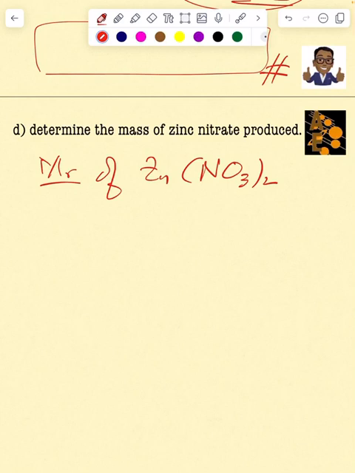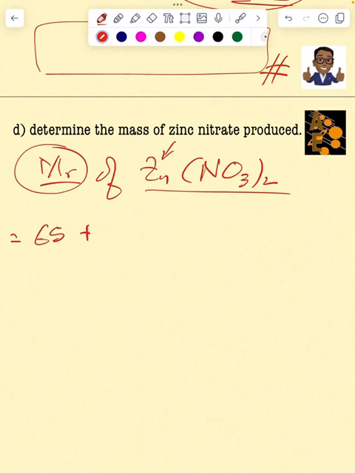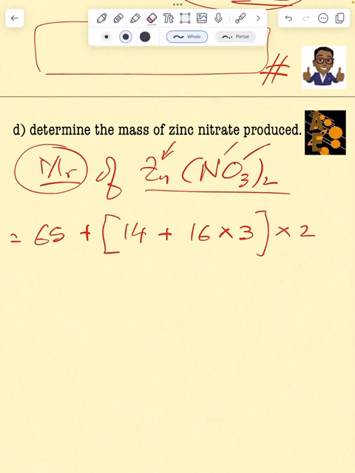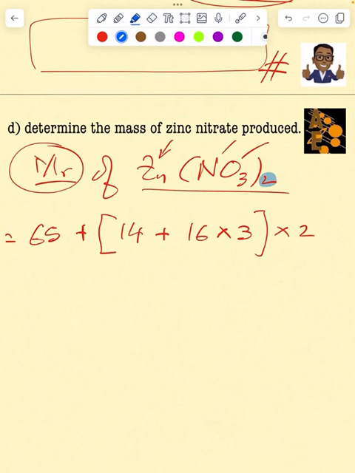So Ar of zinc, relative atomic mass of zinc is 65 plus your nitrogen is 14 plus your oxygen 16 times 3, NO3, right? Times 3, close bracket, then you have to times by 2. Why 2? Because of your little baby 2. So put that 2. All right, so total up you get 189. You see how fast I calculate? All right, I use calculator lah.